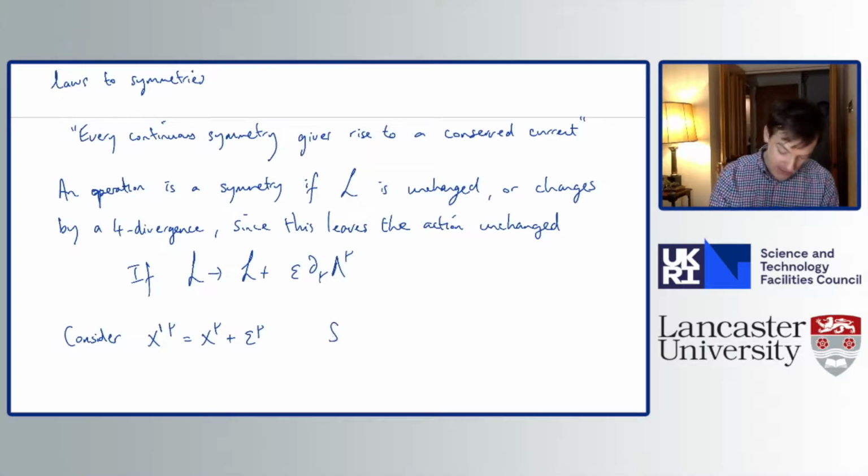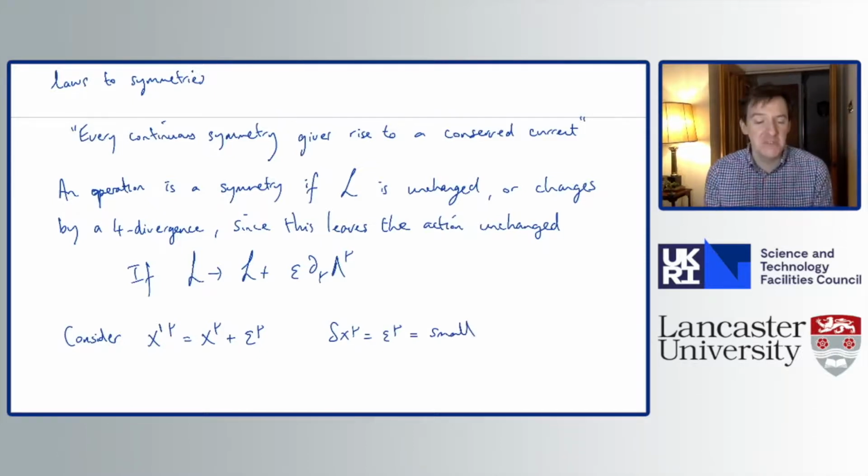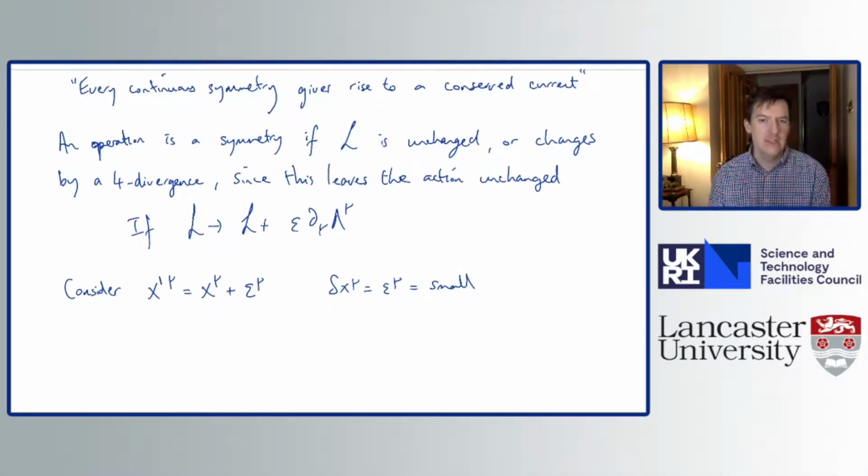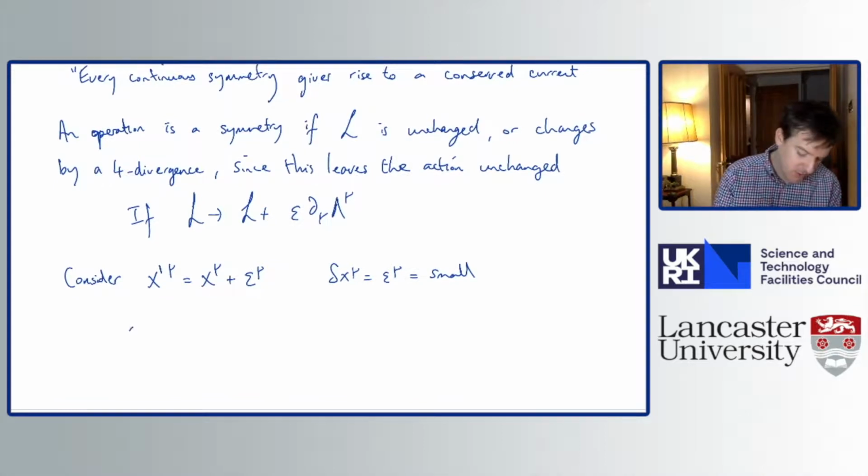So here, delta x mu, I'm writing it as epsilon to indicate that it's some small shift in my 4 coordinates, so along time and along the 3 x directions. So let's think about what happens to my fields with this transformation.